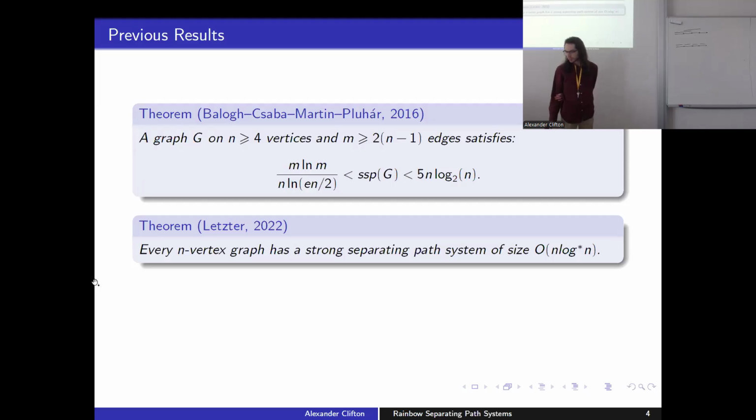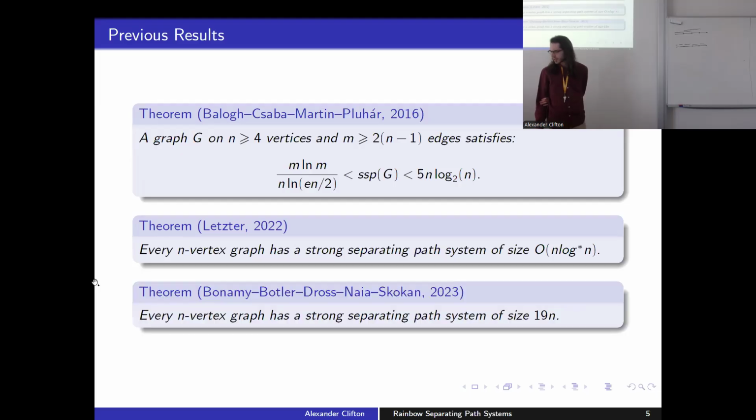And then just maybe a year and a half, 2 years ago at this point, this group came along and they actually resolved the conjecture. They showed that for any graph on n vertices, there is a strong path separating system with at most 19 n paths. So we've seen here that you definitely need linear, and they showed that the answer really is linear.